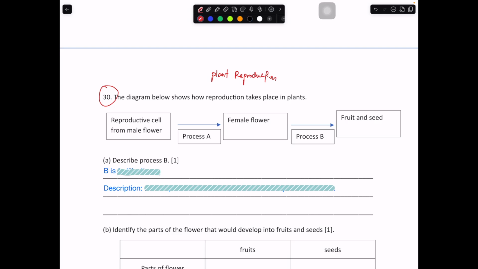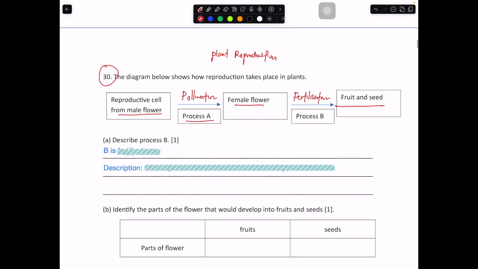Okay, so over here you've got reproductive cells from the male flower, most likely hidden in the pollen grain. Process A goes to female flower B, so usually A will be your pollination. After your female flowers get the male reproductive cells, they will form fruits and seeds. This is your fertilization. So basically, describe B.